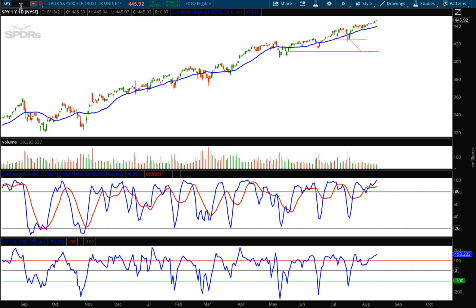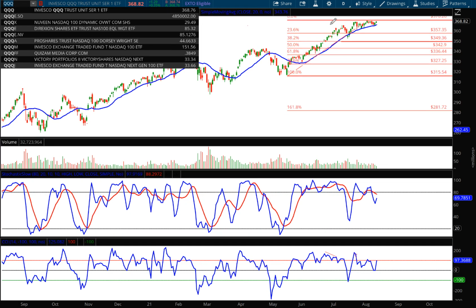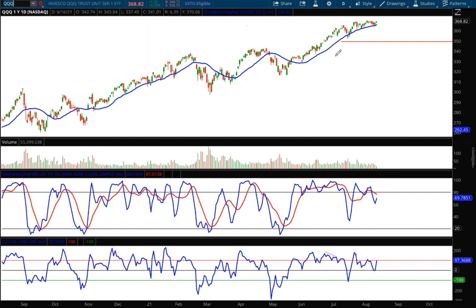So that's SPY. If you look at the Qs, QQQ more or less represents the tech sector. Again, leaving my lines in place. I will erase the Fibonacci's and show you exactly where the pullback point is right there. 38.2 on the Fibonacci is what I'm calling for, and that leaves that horizontal line right there.